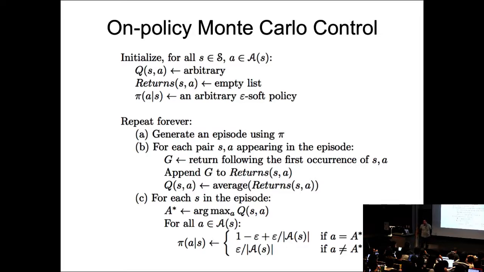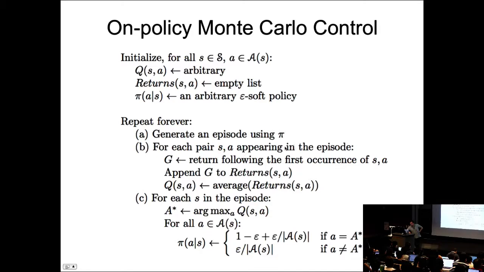So this is on-policy Monte Carlo control. It's pretty much the same as before. Let's quickly go over it. You initialize all states and actions. You initialize the returns. Your policy pi is an arbitrary epsilon-soft policy, right? So you always have some probability of taking a random action.